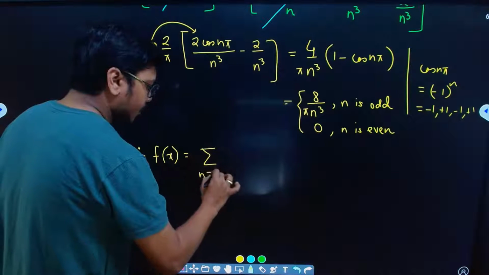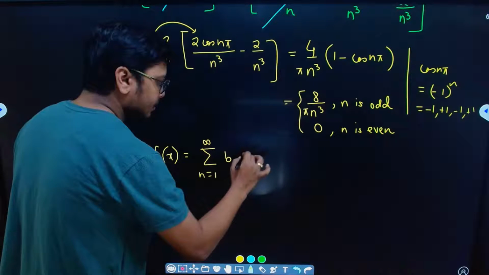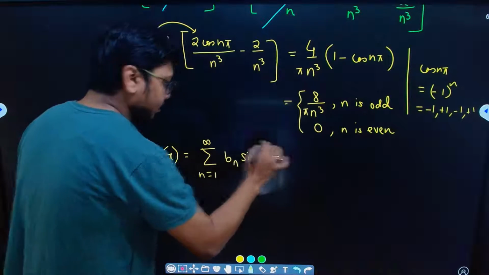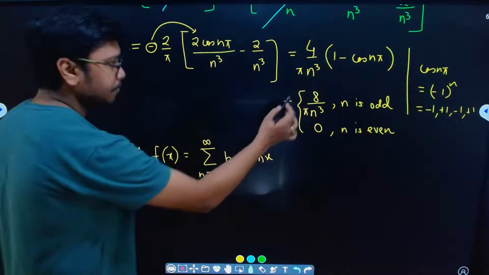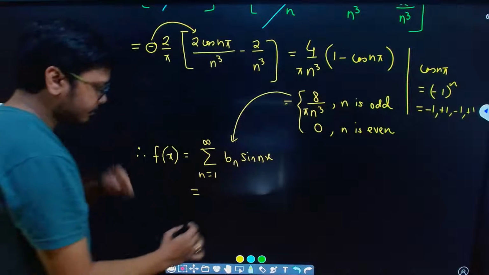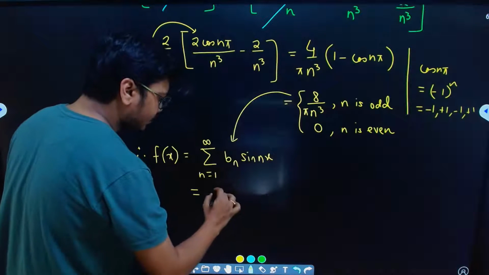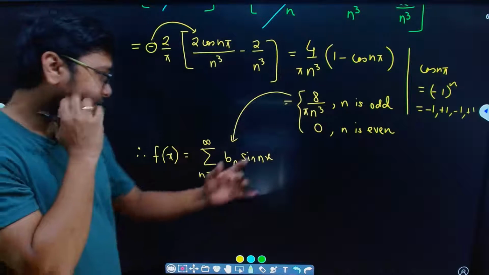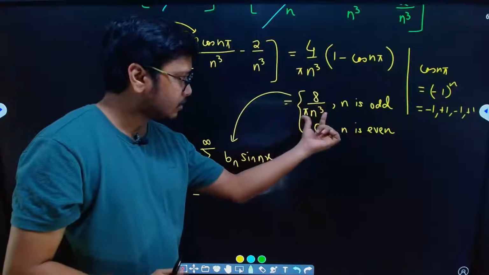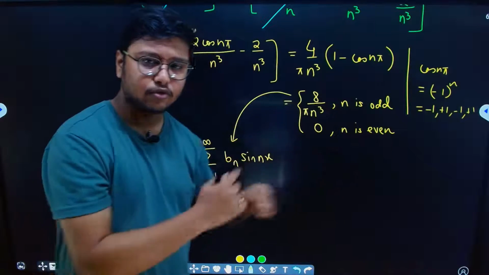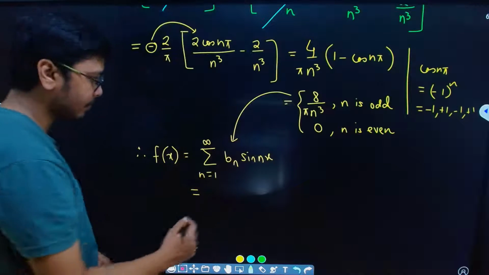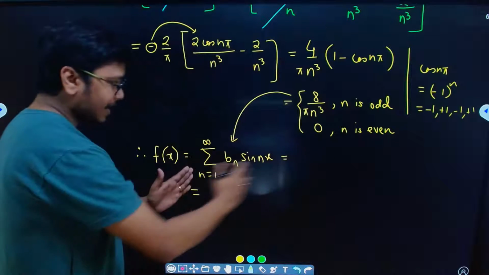Summation n equals 1 to infinity Bn sine nx. So I'll just put the Bn value over here. Now one more thing, Bn value is this when n is odd and this when n is even. So I need to interchange all the values one by one. So let me write it explicitly.